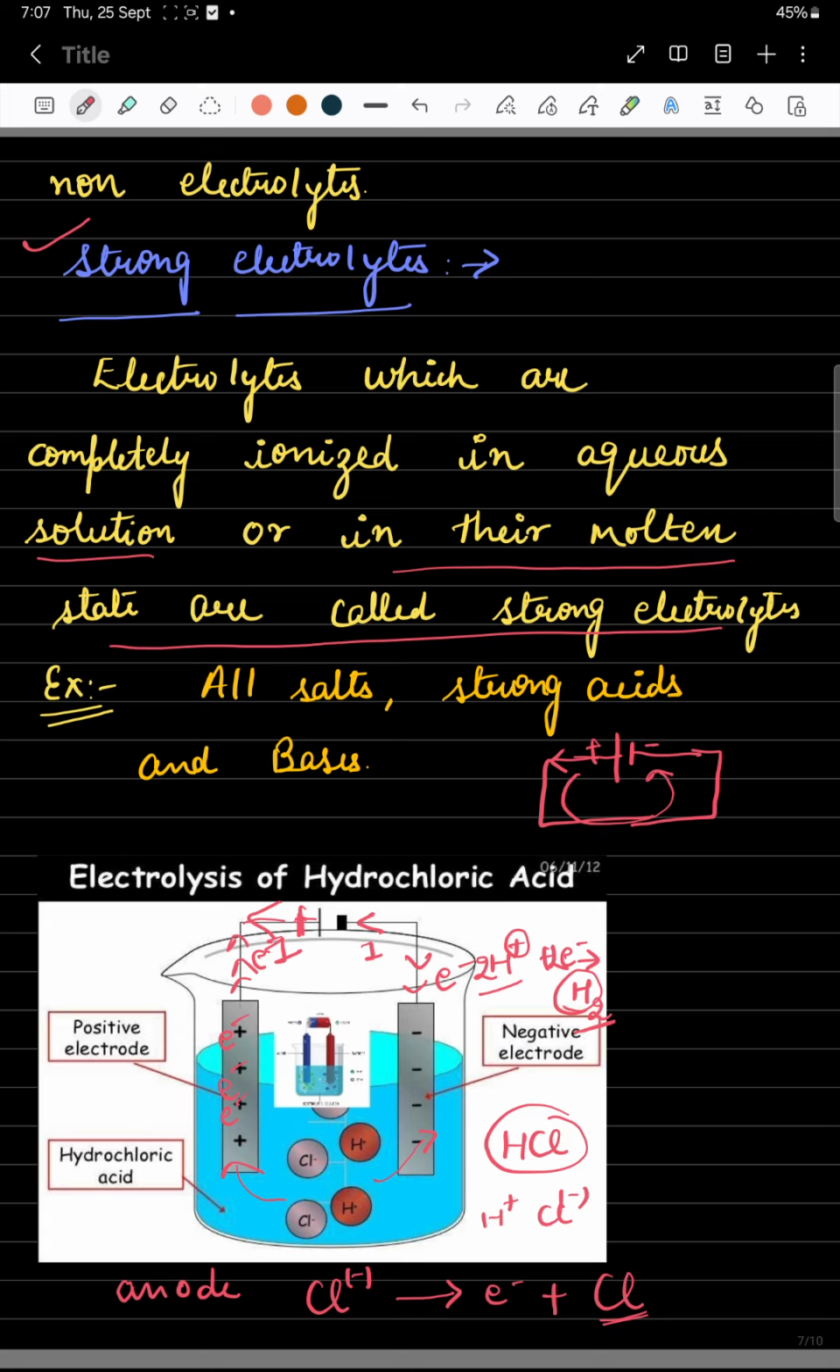Suppose you have taken 1 mole of HCl and you are passing electricity through it. 1 mole of HCl would be completely divided into 1 mole of H+ and Cl-, because it's a strong electrolyte. Once you pass a very small amount of electricity, it will be completely divided. Whatever the whole amount present there would be completely ionized in one step. So these are the strong electrolytes. They take very little time and a very small amount of electricity to convert into their ionic form.